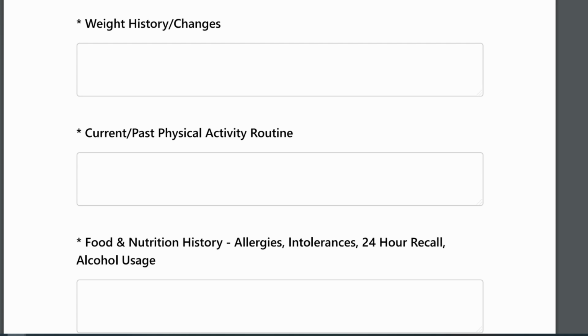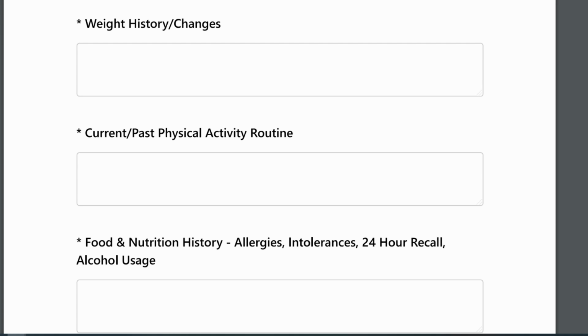For current and past physical activity routine, I do indicate if they were engaged in or not for activity. And this is also, again, taken from their intake form. I get clarity on their exercise routine if they do have one. I usually also explore barriers and goals when we have this conversation about physical activity.